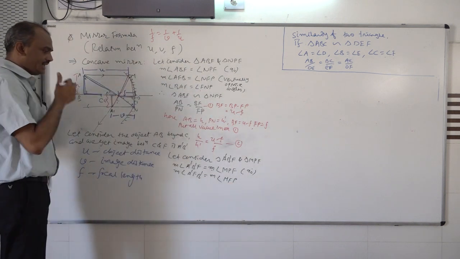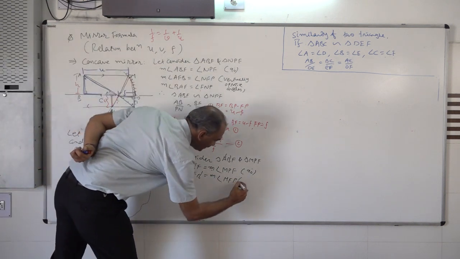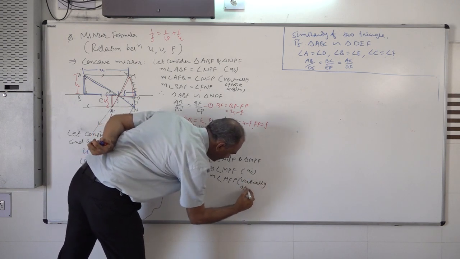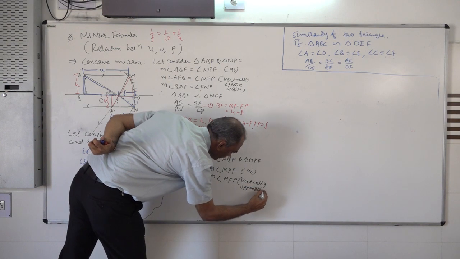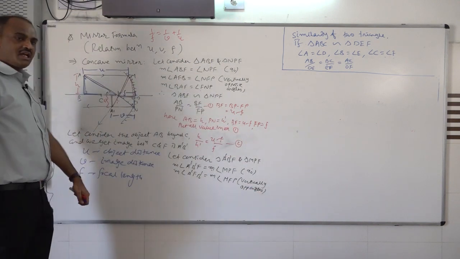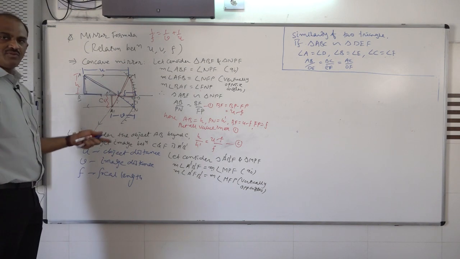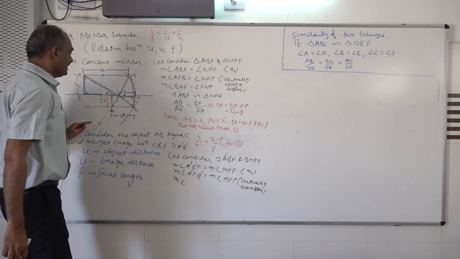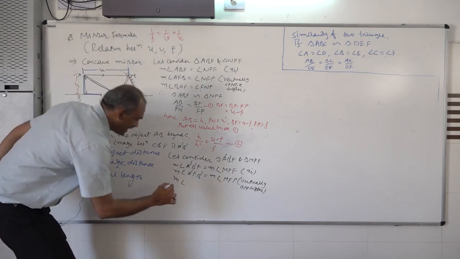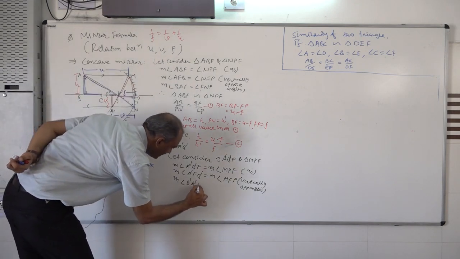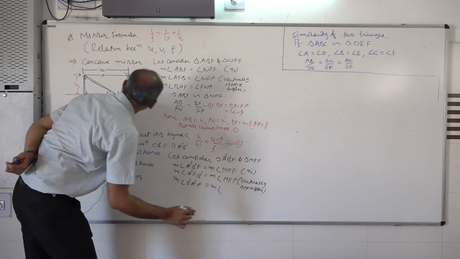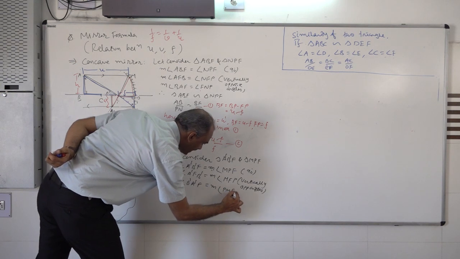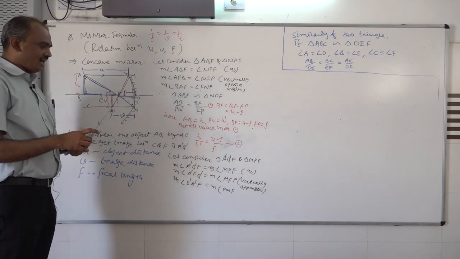MFP we are getting, because they are vertically opposite angles. Now if two angles are equal, obviously the third angles are equal. So also we are getting measure angle B dash A dash F is equal to measure angle PMF. These angles are equal.